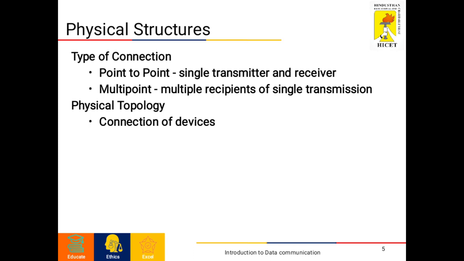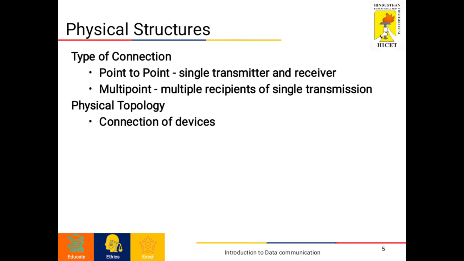A point-to-point connection provides a dedicated link between two devices. The two devices are connected through a link, and the entire capacity of the link is reserved for transmission between those two devices only. A multipoint connection is one in which more than two specific devices share a single link. The entire capacity of the channel is shared between the multiple devices.